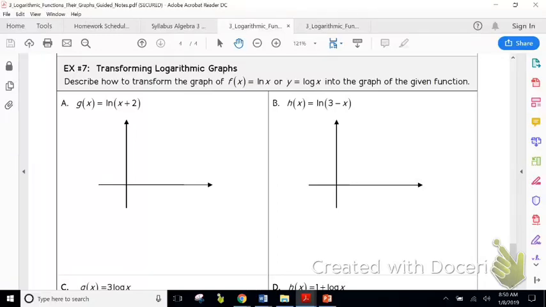Example 7 says to describe how to transform the graph of f of x equals the natural log of x, or y equals log of x, into the graph of the given function. So on A, what is that plus 2 going to do to our graph? It's a horizontal shift left 2, correct? All right, so that means everything's going to move to the left 2.